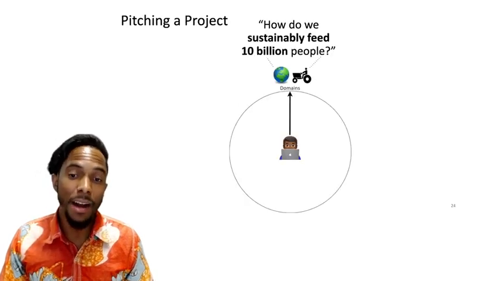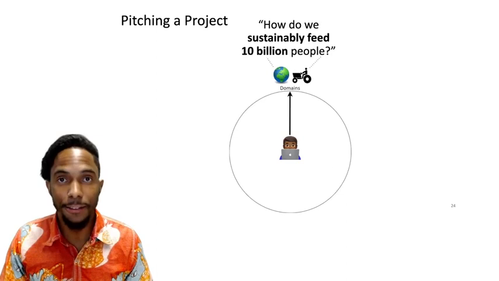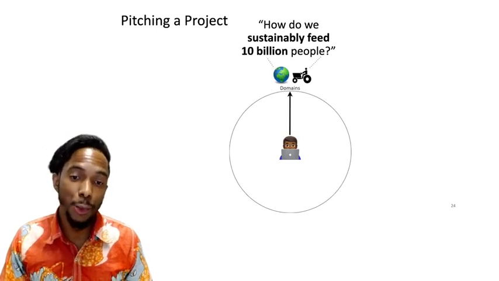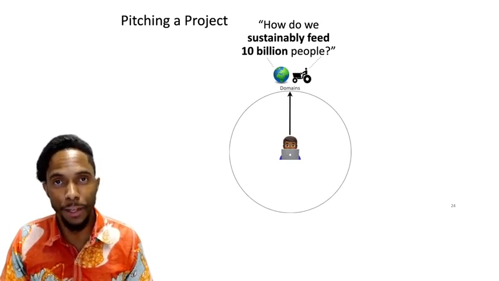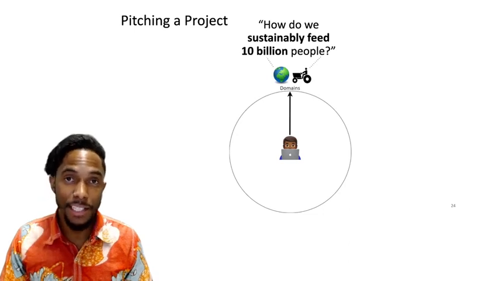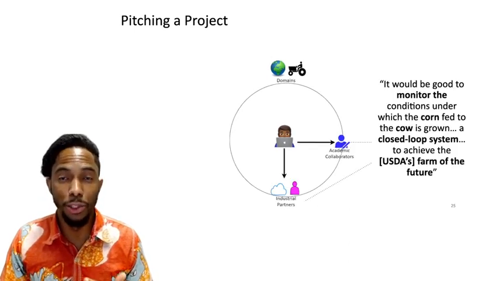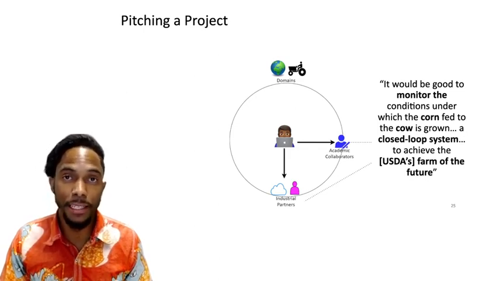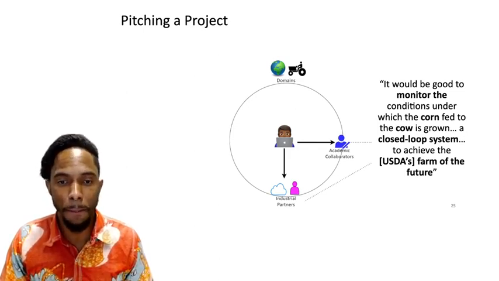We began our work for the SDF with the lofty domain goal, that is, how do we sustainably feed 10 billion people in 2050? Achieving this goal required enrolling collaborators who are domain experts in agriculture and industrial partners who can provide technical support, such as cloud computing credits.